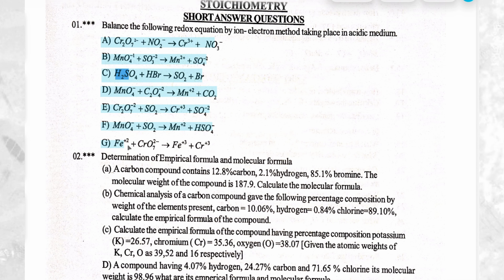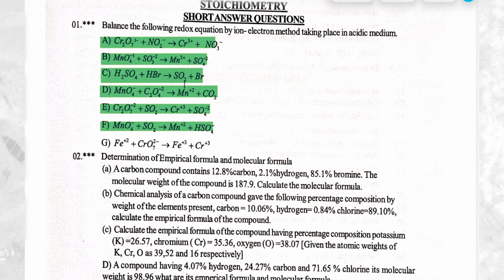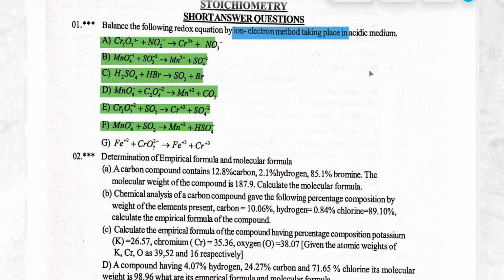We may not say that this one is important or that one is important, because one question is compulsory, based on the ion electron method. In the ion electron method we have two mediums: one is acidic medium and the other is basic medium. So this is your acidic medium, right? In acidic medium, we have this many examples. So you can practice any one of the questions perfectly.